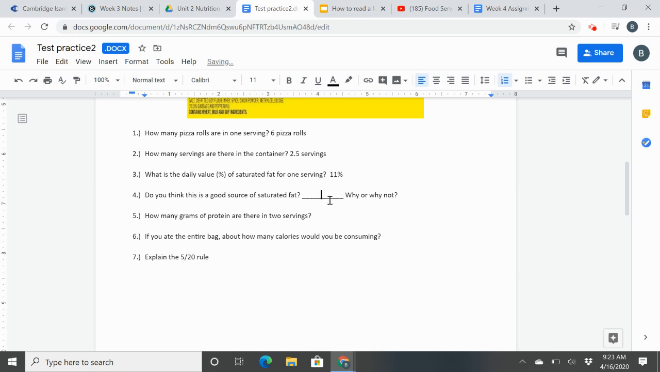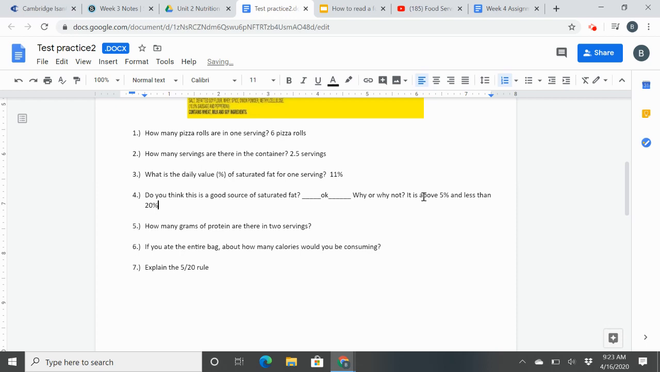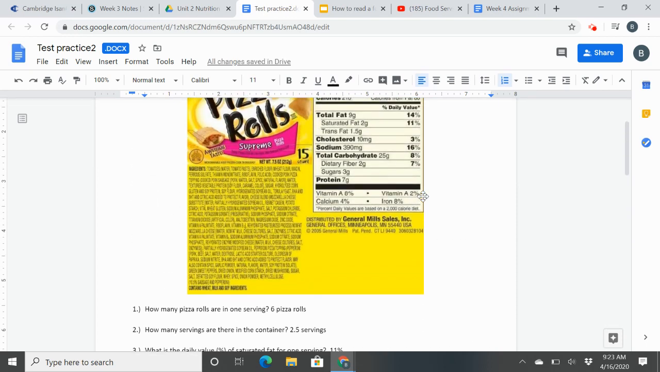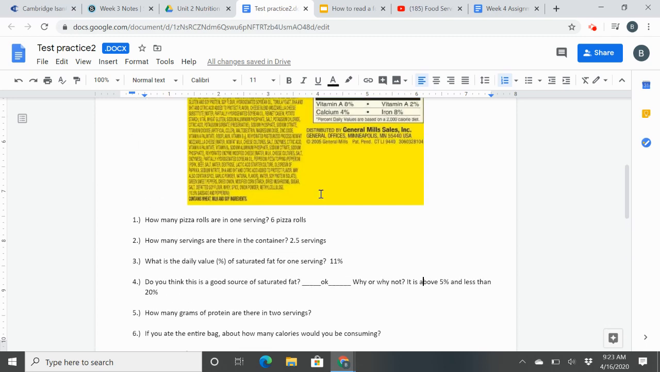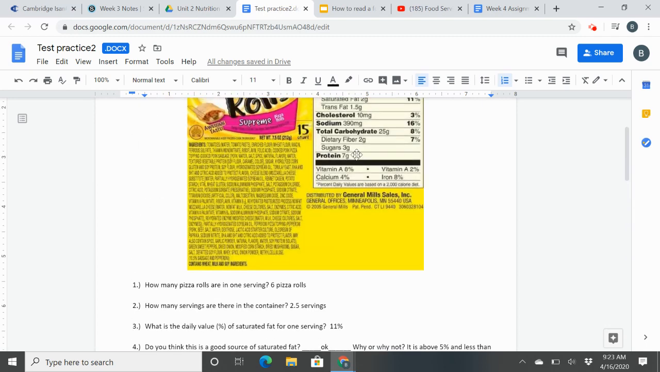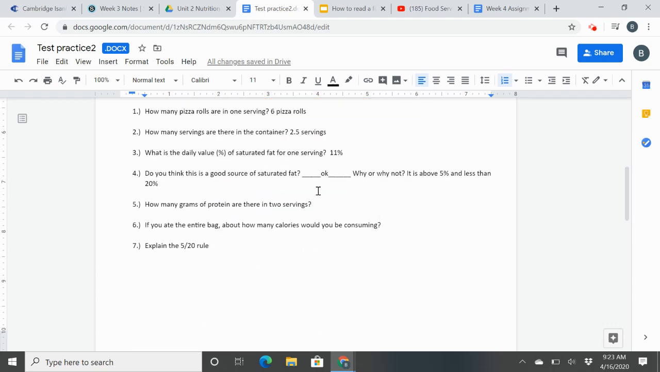Do you think this is a good source of saturated fat? I would say it's an okay source. Why? It is above 5% and less than 20%. Okay. How many grams of protein are there in 2 servings? So I'm going to find protein. There's 7 grams. Multiply it by 2 because 2 servings. So there's 14 grams of protein.